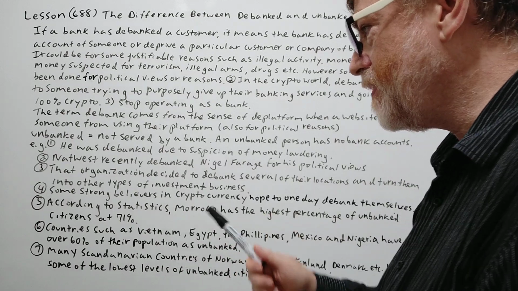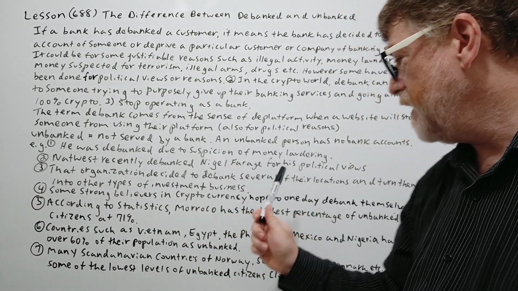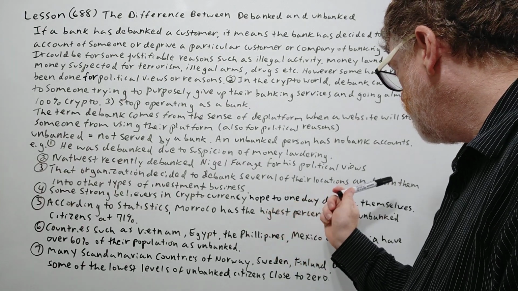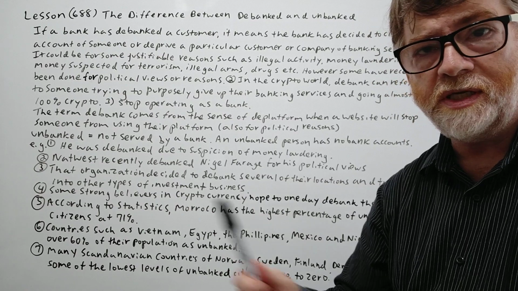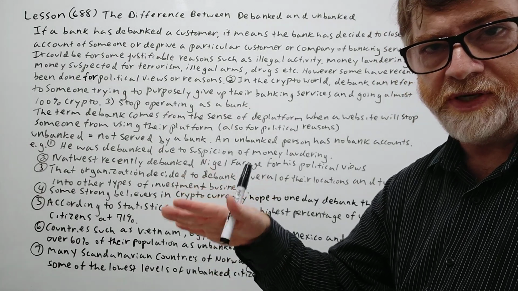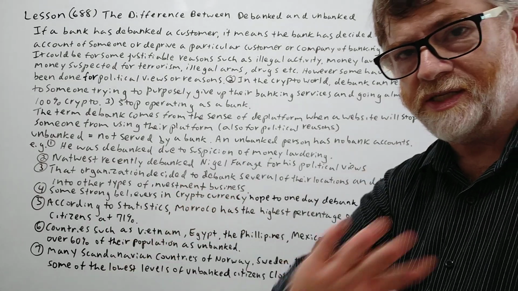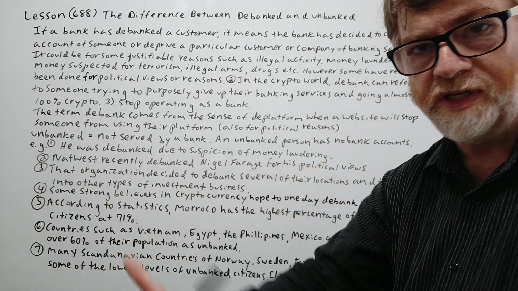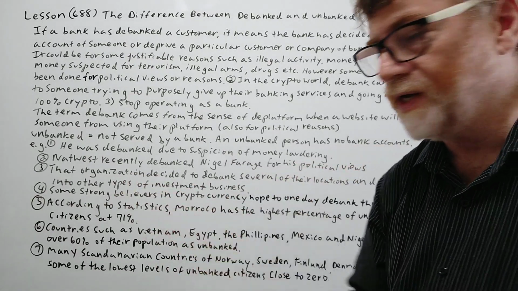Number 3, that organization decided to debank several of their locations and turn them into other types of investment businesses. Well, this could be, again, a company that was probably only a small percentage into banking, and maybe they think it's just too much trouble. Let's just give up the banking services. We won't have any banks anymore. We'll just have an organization that does other things.